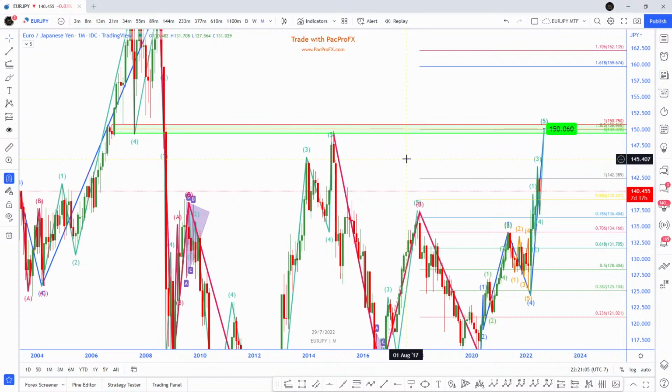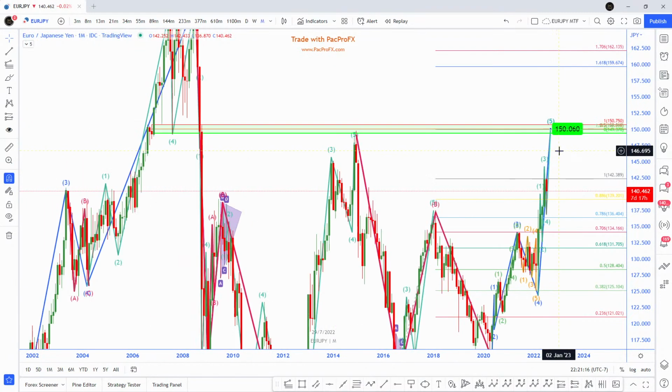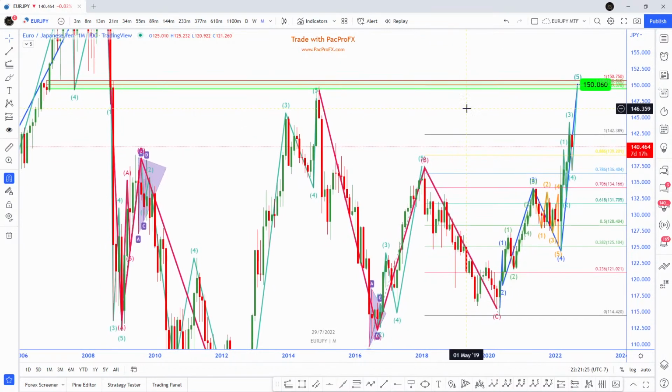No, because it's the euro. If the euro was a little bit stronger, I would have thought it would go to the 1.618. But you know what? This is as far as it's going to go. So I don't think it's going to go any further than that. All right. So we're good on here. This is still valid here.